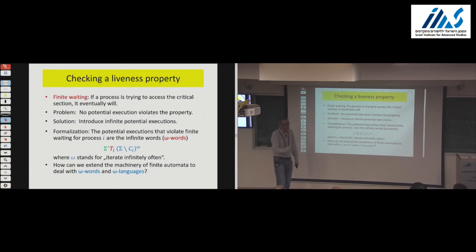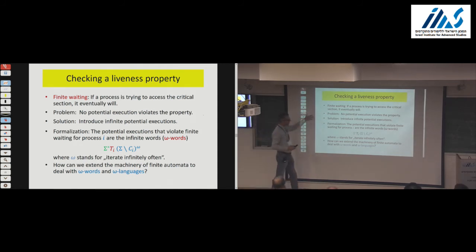Probably your first approach would be to say, what I want to check is that if I am trying to enter the critical section, I will eventually enter it. I don't care about how many times the others can enter first, right? So this is what you would call the finite waiting property. If a process is trying to access the critical section, and this means I have set my variable to 1, then I eventually will enter the critical section.